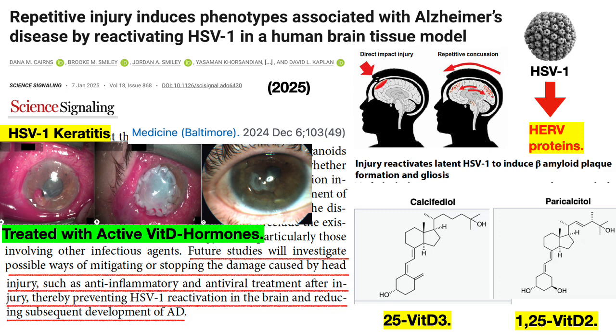So combining this important paper on the use of active vitamin D hormones to treat HSV-1 infection in the cornea with this paper on repetitive injury inducing Alzheimer's by reactivating HSV-1, reading again from the conclusion of this paper: future studies will investigate possible ways of mitigating or stopping the damage caused by head injury, such as anti-inflammatory and antiviral treatment after injury, thereby preventing HSV-1 reactivation in the brain and reducing subsequent development of Alzheimer's disease.